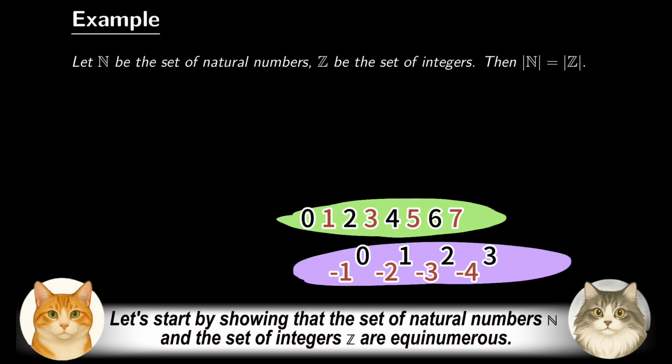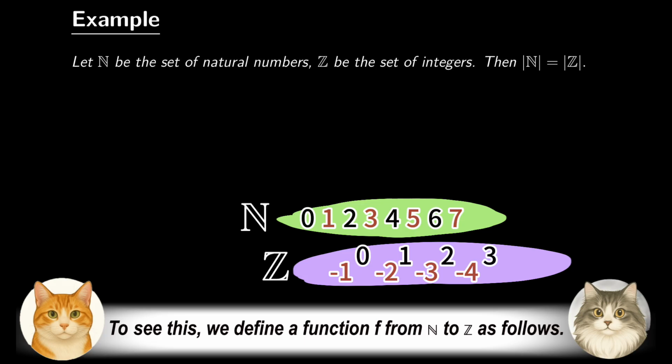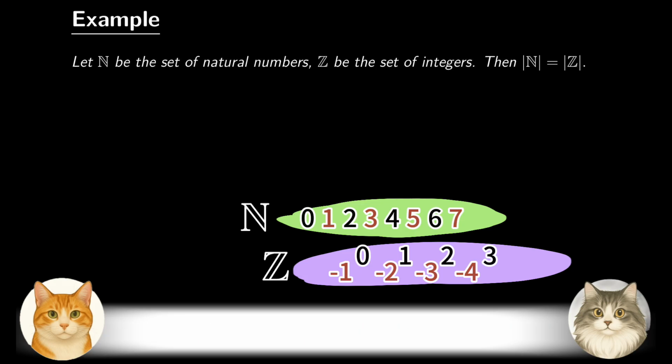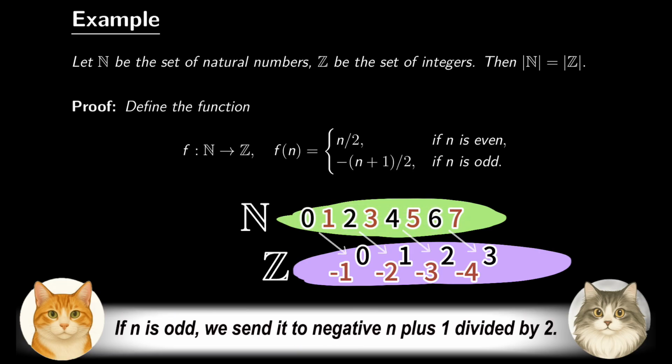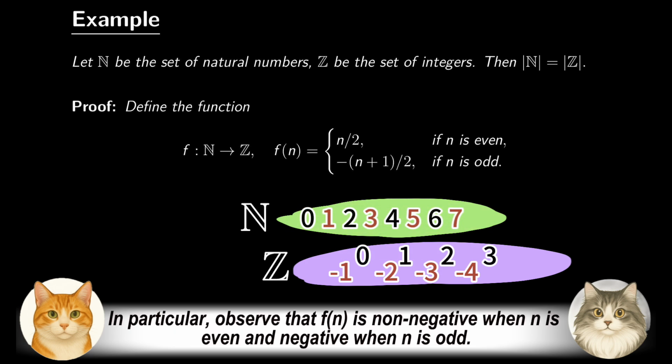Let's start by showing that the set of natural numbers N and the set of integers Z are equinumerous. To see this, we define a function f from N to Z as follows. Given a natural number n, if n is even, we send it to n divided by 2. If n is odd, we send it to negative (n plus 1) divided by 2. In particular, observe that f(n) is non-negative when n is even, and negative when n is odd.